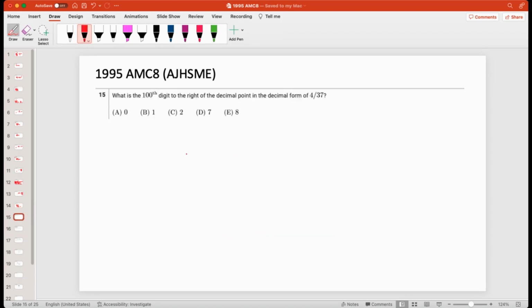15. What is the 100th digit to the right of the decimal point in the decimal form of 4 by 37? Okay. So 4 by 37. I'm going to put a 0 point here and a 0 here. It becomes 1. So this becomes 37. I have a 3 balance. I put a 0 here and a 0 here. Then I'm going to put an 8 here. So this is going to be 6.